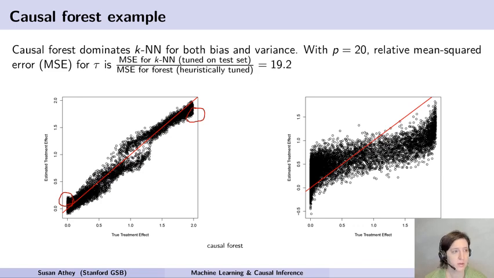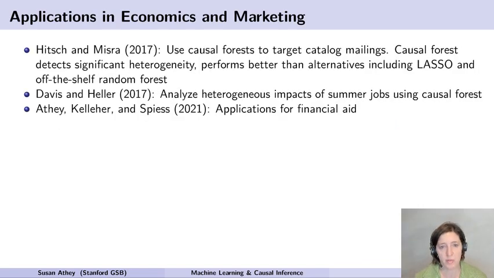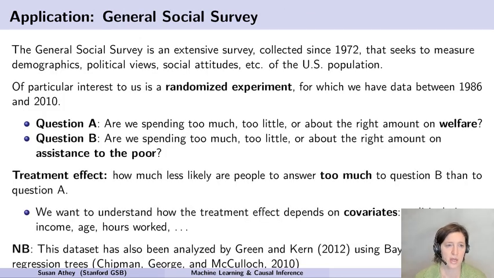So there's actually been a fair number of applications of causal forest already. One by Hitsch and Misra looking at using causal forest to target catalog mailings. Another one by Davis and Heller analyzing heterogeneous impacts of summer jobs. And a little bit later, I'll tell you about one that I've worked on with Neil Kelleher and Jan Spies, looking at applications for financial aid. But first, let's jump into a more stylized example, the General Social Survey.